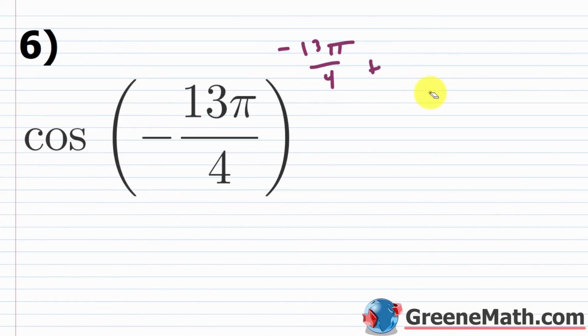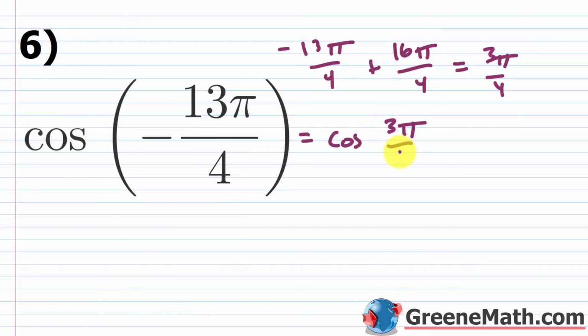So let's just start by adding 4 pi. So 4 pi, and I'll multiply by 4 over 4. So this is going to end up being 16 pi over 4 that I'm adding. And so negative 13 plus 16 is going to be 3. So this gives me 3 pi over 4 for the coterminal angle. So this is equal to the cosine of 3 pi over 4.